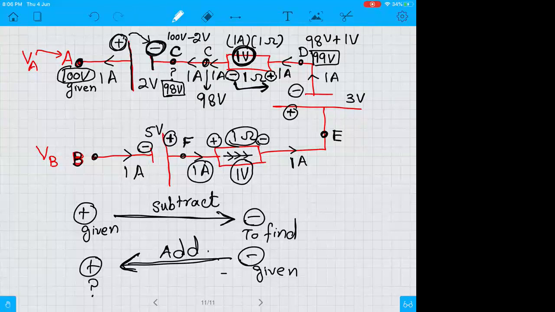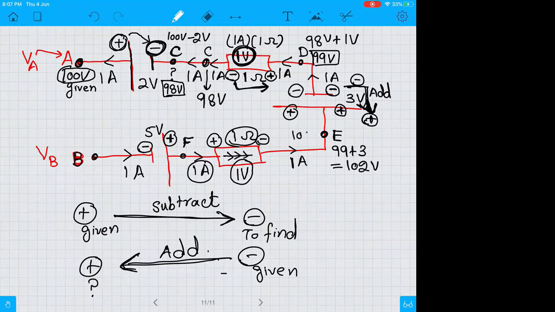Now let's move on. Now you see, this terminal is negative and this terminal is positive for the 3 volt battery. You are moving from negative towards positive. So you have to add. This 3 volt will be added. So what you will get is 99 plus 3. So it would become 102 volts. Here at E, you have 102 volts.